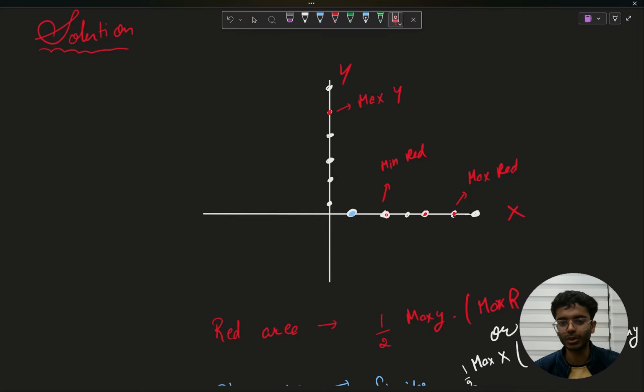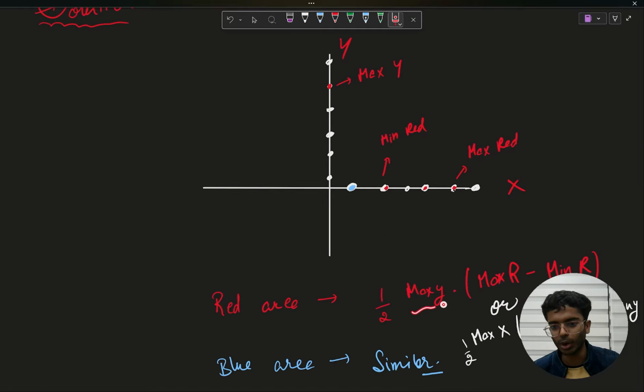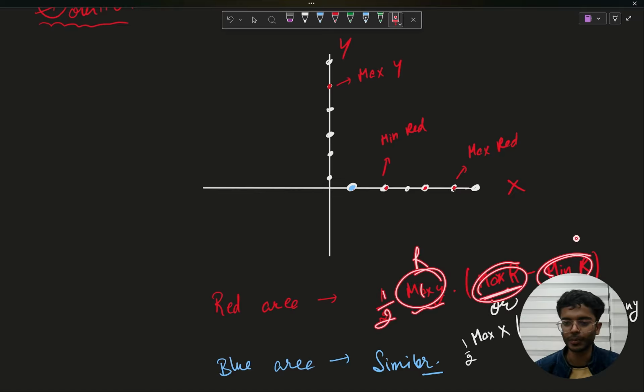So if we are choosing 2 points from the x-axis, the maximum area that we can get is the maximum position of red minus the minimum position of red, which would be the longest base we can get, into the maximum height that we can get, into 1 by 2, right? Which is what we have written here. So the maximum point which is colored red on the y-axis into the maximum point that is colored red minus the minimum point that is colored red into 1 by 2.